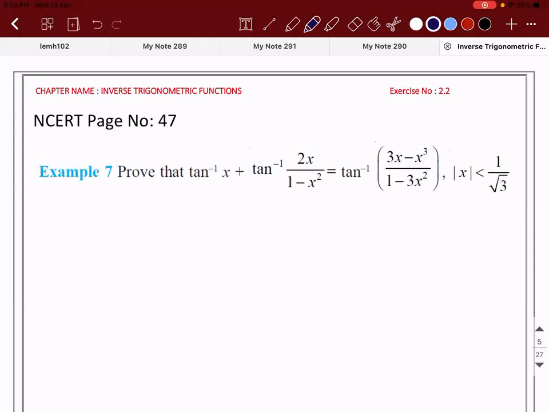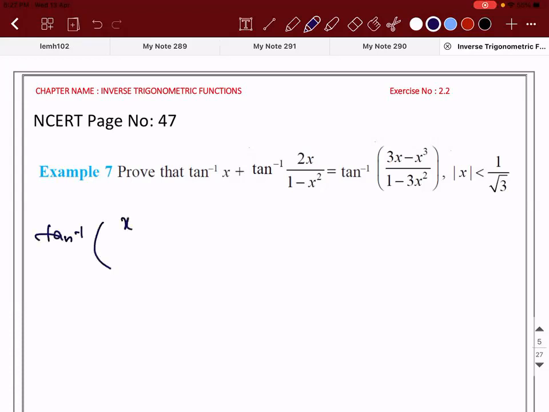What is the tan 3 theta formula? Anybody who remembers? Minus tan cube theta by 1 minus 3 tan square theta. So you will get tan inverse of tan 3 theta, that is 3 theta. So we will get 3 tan inverse x. I'm generally comfortable taking one side and getting the RHS. I generally don't do LHS and RHS separately. So if you're done with this, go to the next problem.